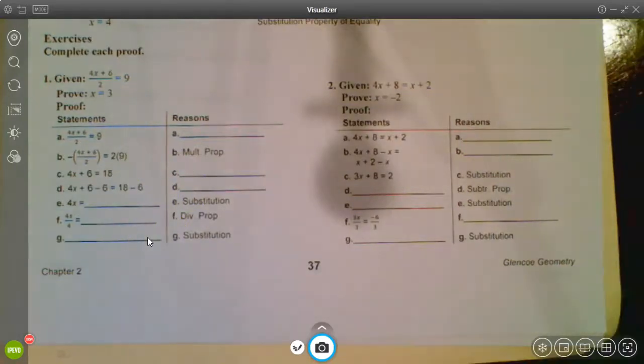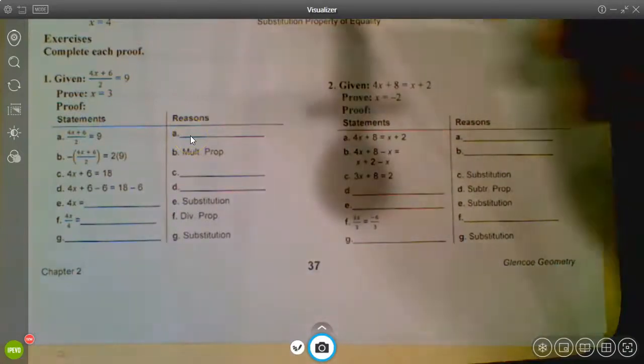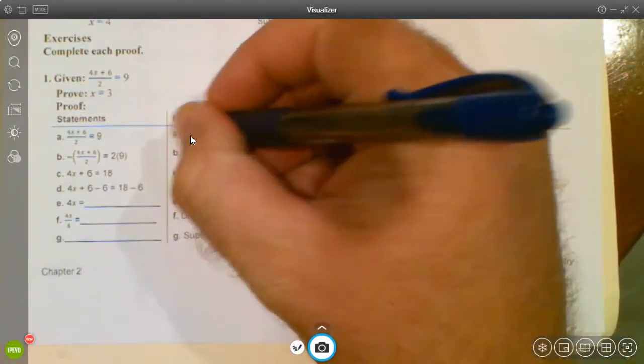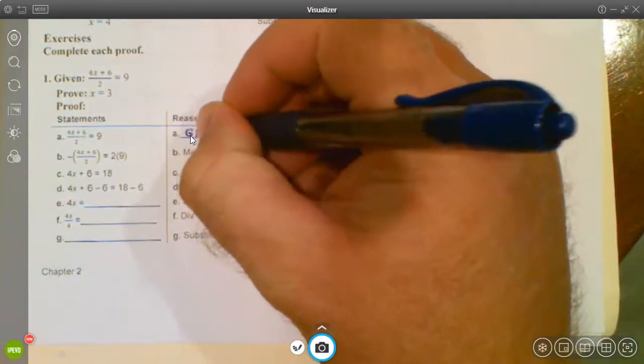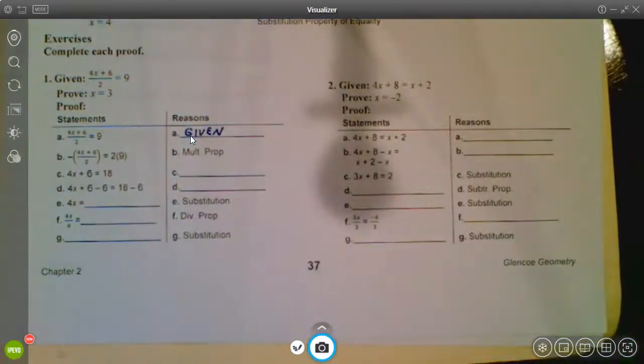The paragraph proofs that we did are really more of an introduction to proofs so that you can get to this process. So as I look at this, remember what we set up above. What will you always start with for every proof? The given information. So they take the equation, they put it here. What's the reason you can always put for the first line? It's given. So that's what's been given to us.